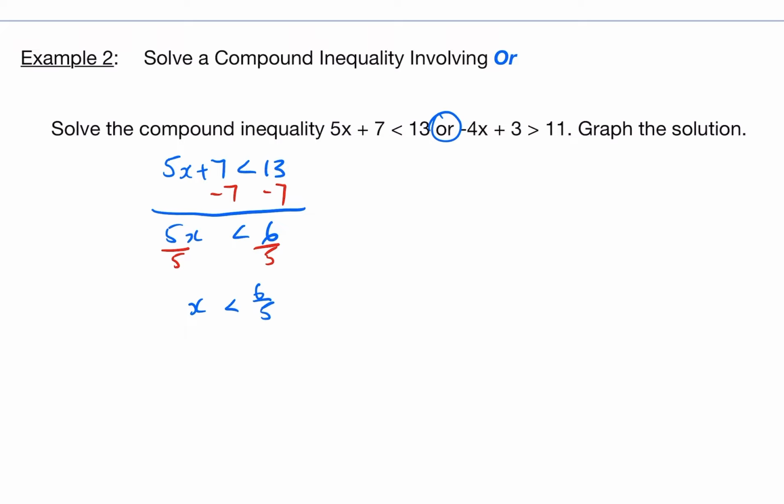Then we're going to move on to this second part, and we're going to go ahead and solve for x. So we have -4x + 3 is greater than 11. Now we're going to subtract 3 from both sides.